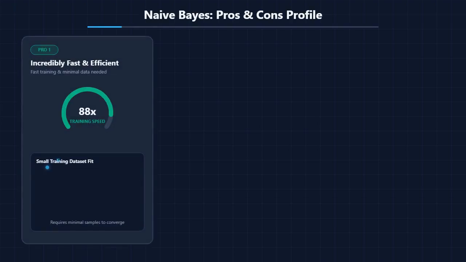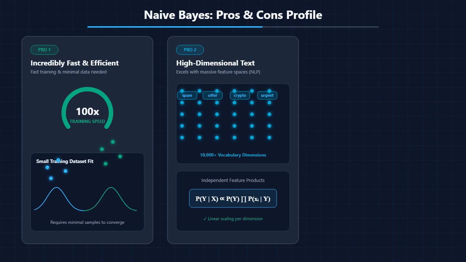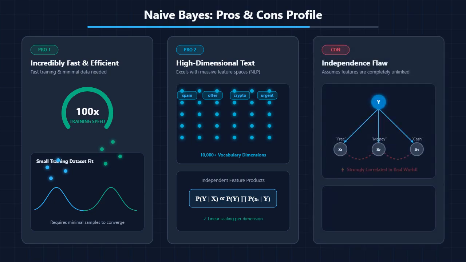Naive Bayes is incredibly fast, works well with high-dimensional text data, and needs very little training data. However, its assumption of feature independence rarely holds true in the real world.